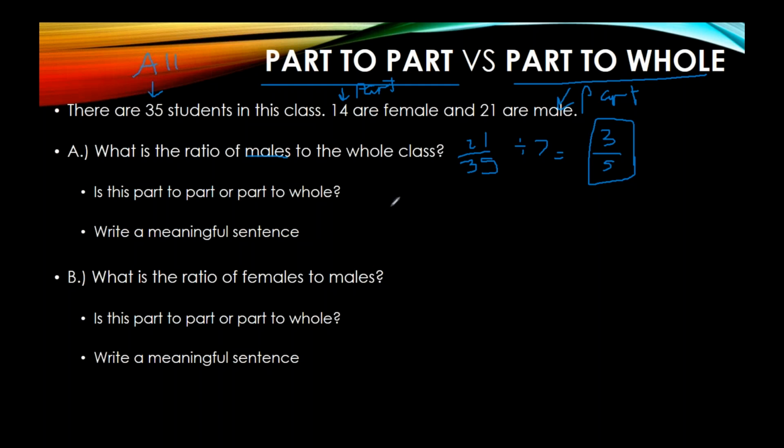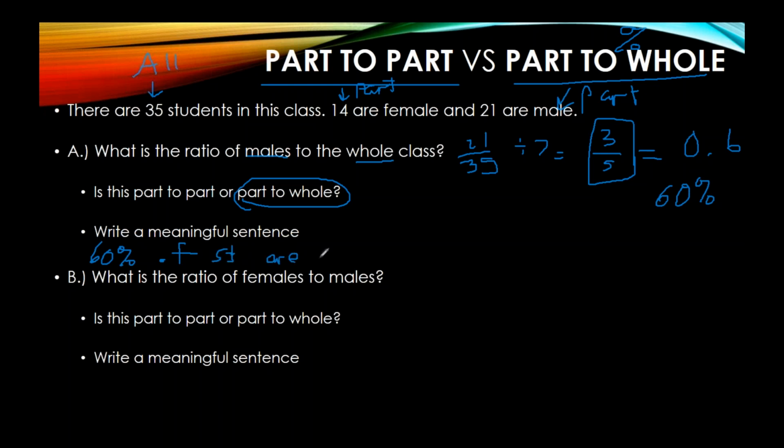Part to whole. And that is absolutely correct because the bottom, the denominator, represents everybody. And it says whole class, right? So this is part to whole. Now, the beautiful thing about part to whole ratios is that you can write them as percents. So if I change 3/5 to a percent, well, that's 0.6 as a decimal, and that's 60% as a percent. So our meaningful sentence: 60% of students are male.